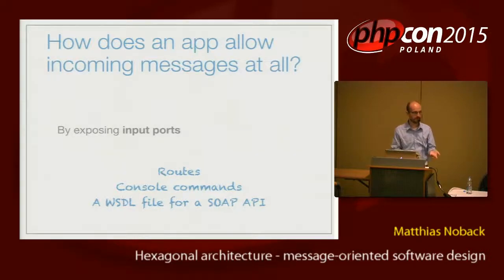And if you're working with any kind of web framework nowadays, you can define routes. And these are basically input ports. You say, I allow communication to happen on this URI. The same for console commands. Having a console command means I open up my input port for you to communicate with me via the command line interface. And maybe the same for SOAP. If you know about SOAP, then you know about the WSDL file, which defines the ways in which people or systems can communicate with your application.